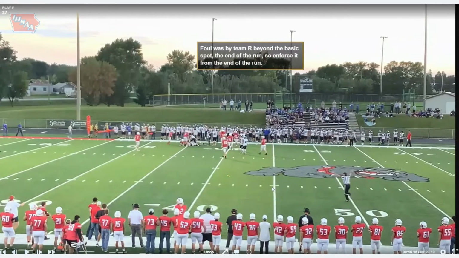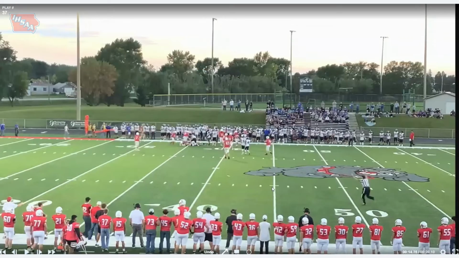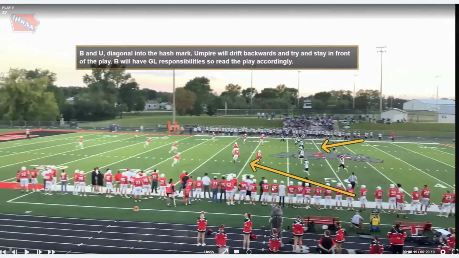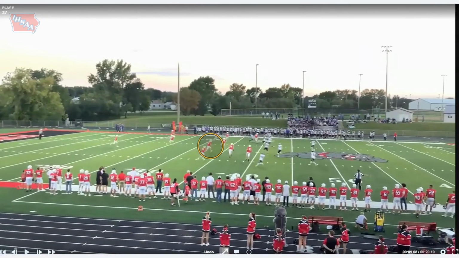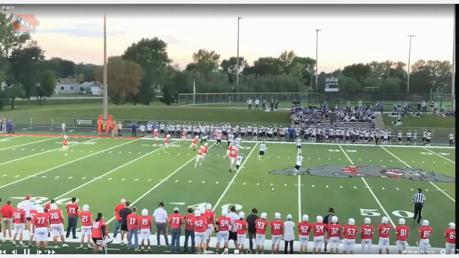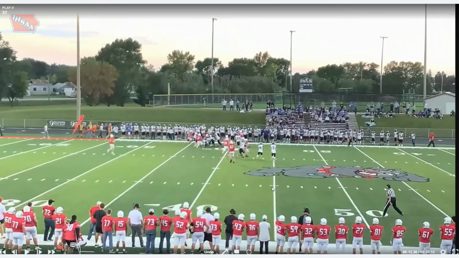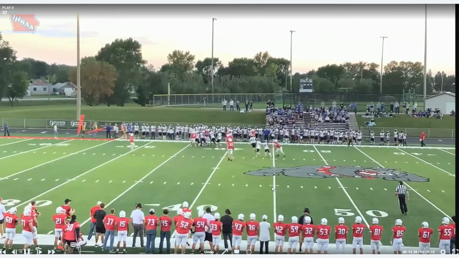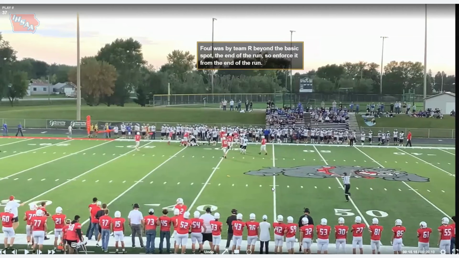Okay, so fouls by team R beyond the basic spot. The end of the run is a basic spot, so we're going to enforce that from the end of the run. So again, let's take a look. Our foul is there at the 38-yard line, 39-yard line. Our end of the run is the 37-yard line. The foul was in advance of that, so we're going to enforce it from the basic spot, and we're going to go 10 yards back from the 37 to the 27.